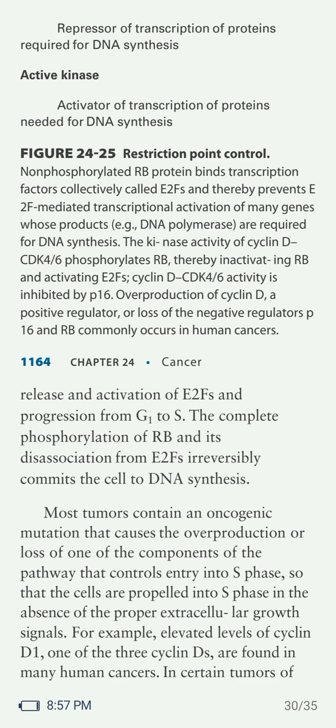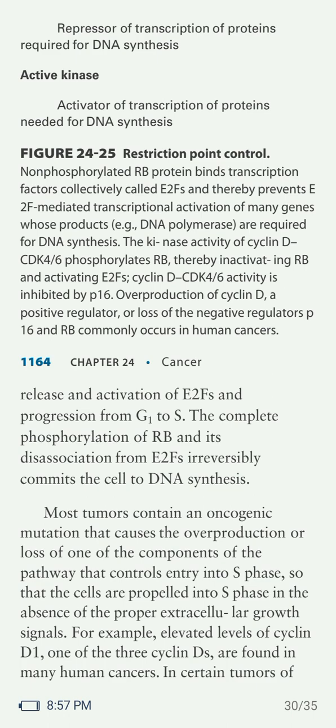The kinase activity of cyclin D-CDK4/6 phosphorylates RB, thereby inactivating RB and activating E2Fs. Cyclin D-CDK4/6 activity is inhibited by p16. Overproduction of cyclin D, a positive regulator, or loss of the negative regulators p16 and RB commonly occurs in human cancers. And the complete phosphorylation of RB and its dissociation from E2Fs irreversibly commits the cell to DNA synthesis.